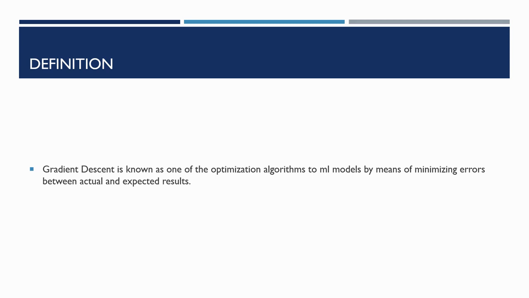The gradient descent algorithm is based on the idea of taking small steps in the direction of the steepest descent of the cost or loss function. In other words, it tries to find the direction in which the cost or loss function decreases the most and takes a small step in that direction.